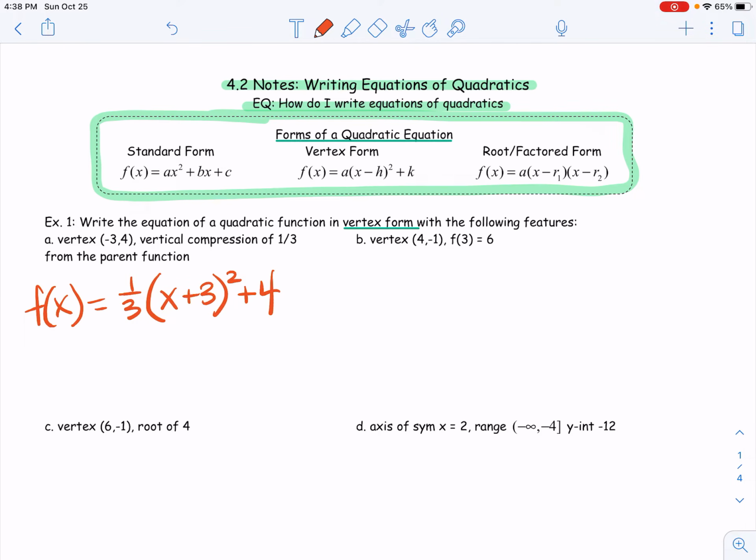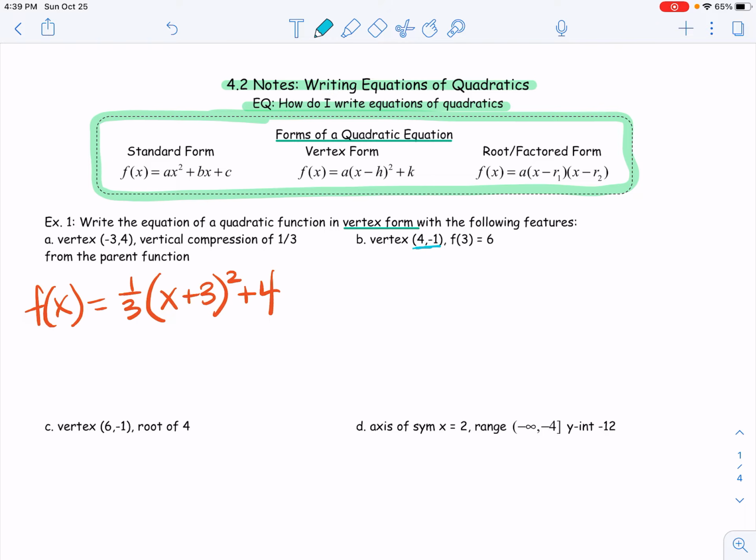In the second one, it tells us that it has a vertex of (4, -1). So again, it's been shifted right 4, down 1. This time it tells us that f of 3 equals 6. So remember, f of 3 is saying when x is 3, the function has a value of 6. I am going to use that information to solve for my a value, because that's the only thing I don't have for vertex form. I have my value of h, I have my value of k, I just don't have the value of a. So I'm going to use that ordered pair (3, 6) to help me solve for that.